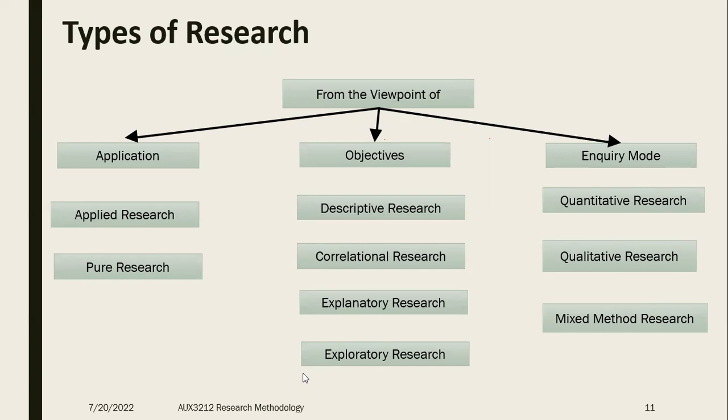So the deadline will be the 23rd. 23rd means Saturday. Normally from next week onwards, on Tuesday I will give the title and Friday is the deadline. Only 2 people understand, others you didn't understand? Yeah, so the question is types of research.